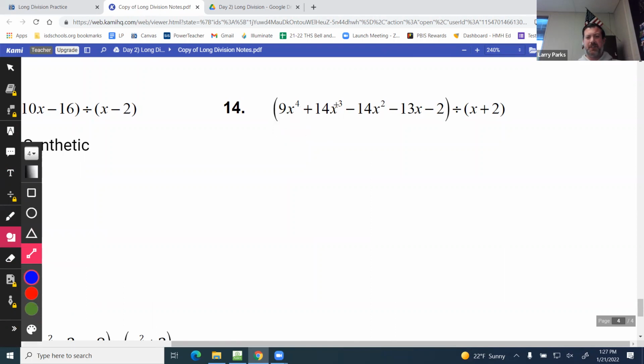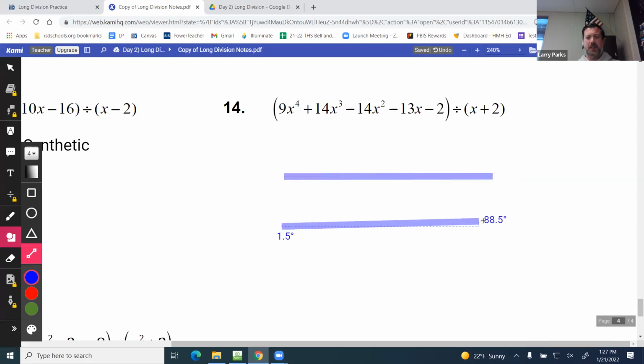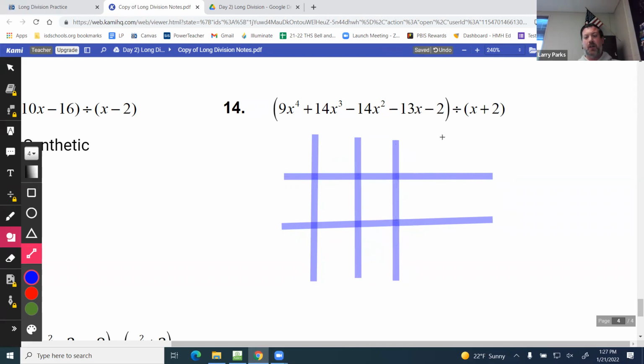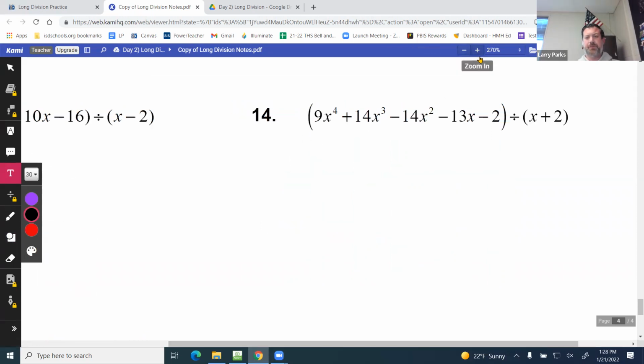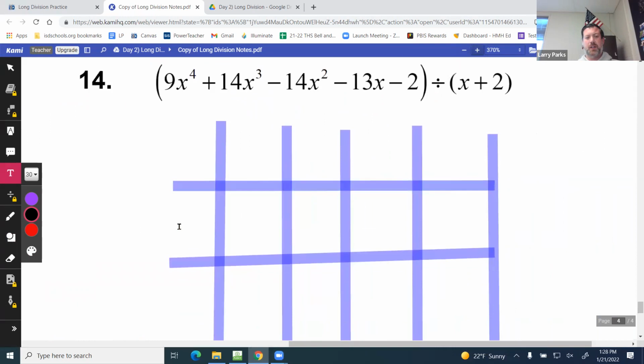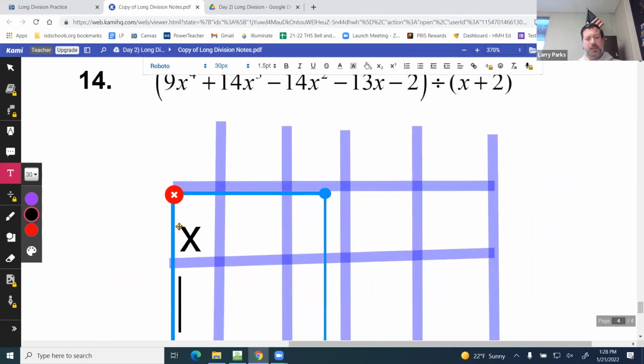So I got 1. So I need 1, 2. I need 2 that way. Okay, 1, 2. And I need like 5 that way. So I got 1, 2, 3, 4, 5. What goes here? X. X. Down here, a 2.